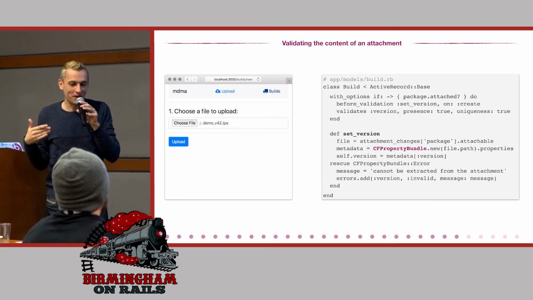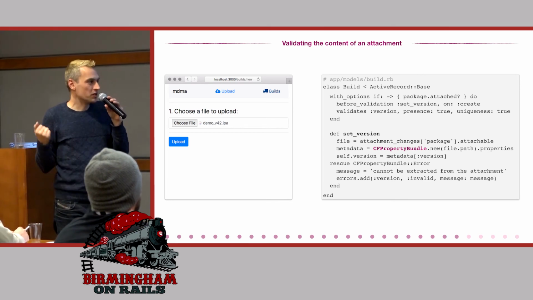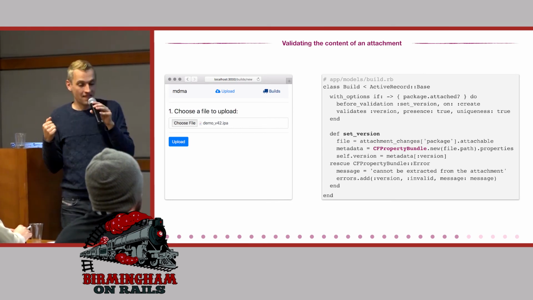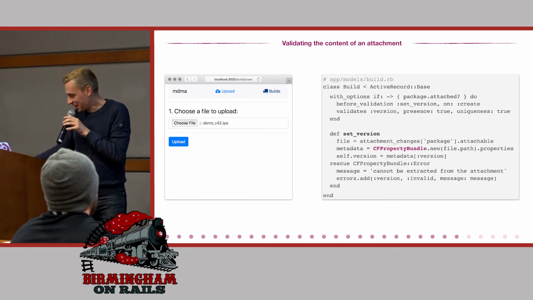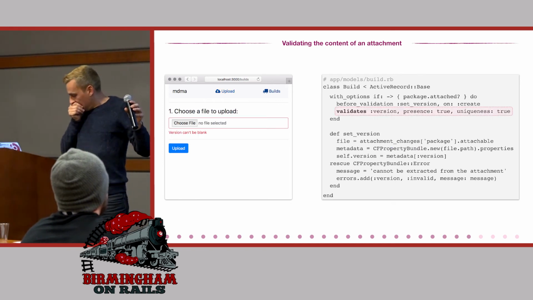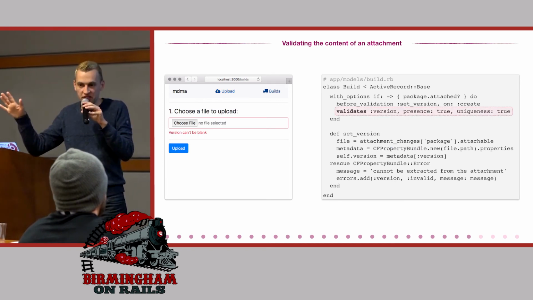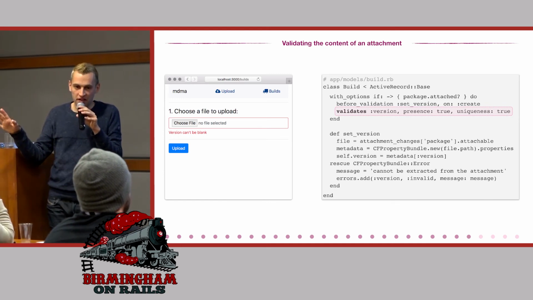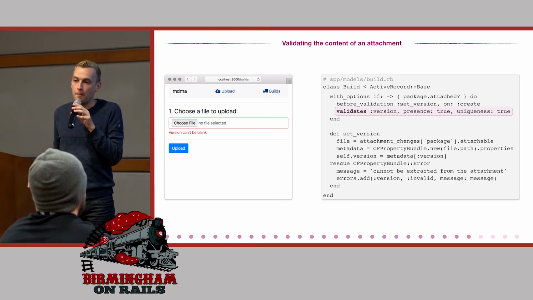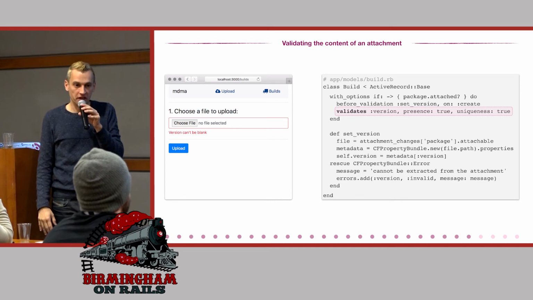And this is the code, and I'm going to break it down right now. But this is what the model looks like at the end. So let me break it down. So the validation is still there. We're still going to block the user from submitting a package without a version or with a duplicate version.